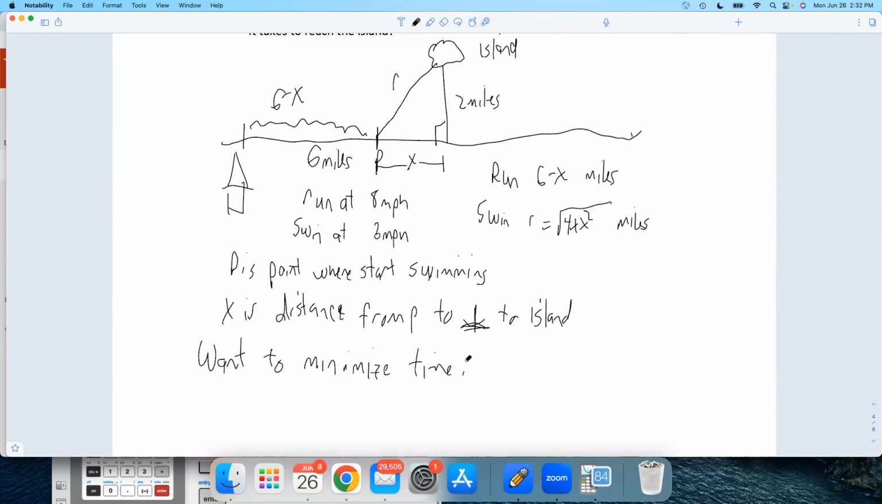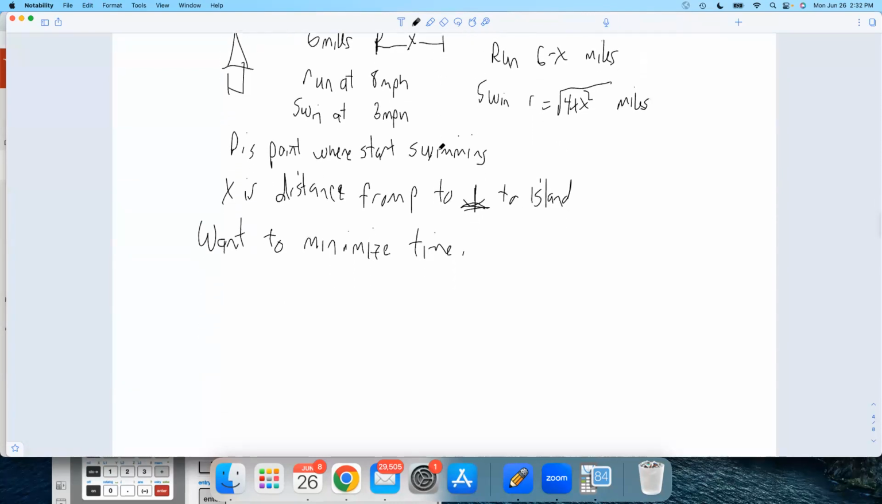So we're going to have to write out time as a function that we can take the derivative of, a function of one variable. Our only variable here is X. By the way, if you're curious, yes, I could have called this distance X, and then this would be 6 minus X, but that would have made it much nastier looking. I just know from experience that the algebra is easier later if we call this one X. Okay, well, remember distance equals rate times time.